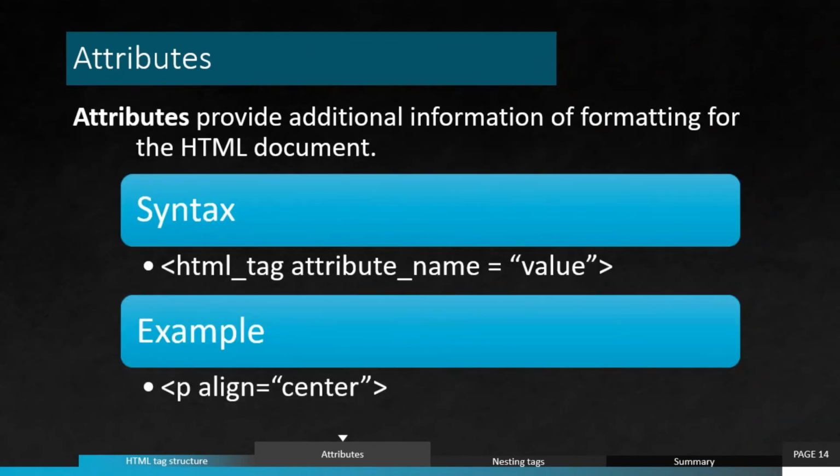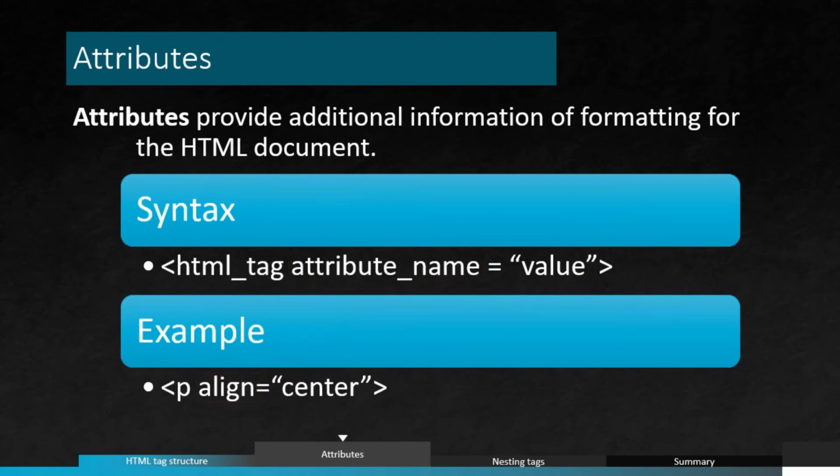So for example, what is its syntax? The HTML tag, that is the first part. In this case, for the given example, I used P. P is a representation for the paragraph tag, which will be discussed as we go along with our lesson. Next is the attribute name. The attribute name is the additional formatting. In this case, I used align as the attribute name. It means I am formatting the paragraph alignment.